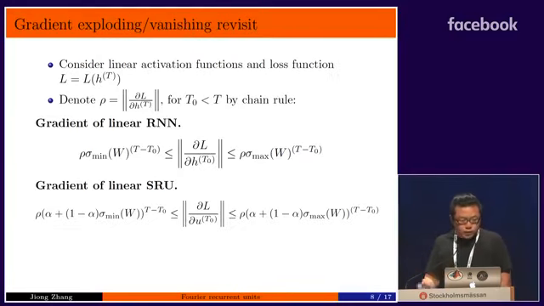Let's look at the gradient exploding or vanishing issue. Here we consider the linear case, where the activation is identity, and the gradient of linear RNNs is bounded above by the maximum singular value to the power t, and bounded below by the minimum singular value of W to the power t. The SRU has a slightly tighter bound, but it is still something to the power t, and we found that here alpha is the decayed weight, which is a real number between 0 and 1.